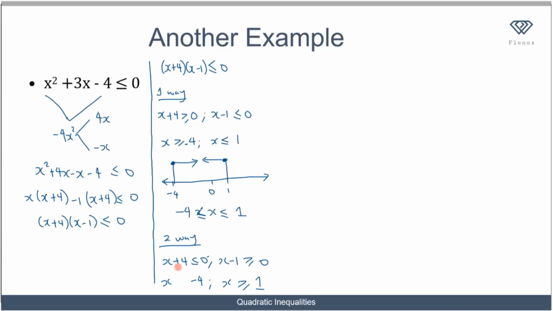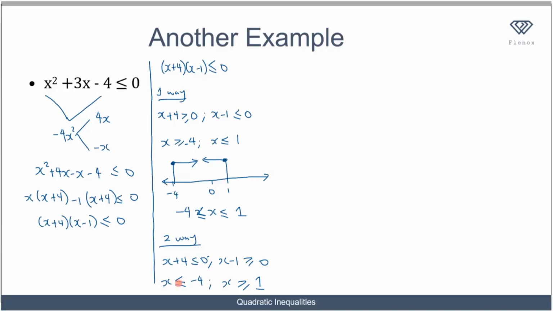There's a mistake here. Sorry. It's either x is less than or equals to minus 4, or x is greater than or equals to 1. Yes, sorry for the mistake. So it's either x plus 4 is negative and x minus 1 is positive. So when you solve this, you have x is less than or equals to minus 4, and x is greater than or equals to 1.